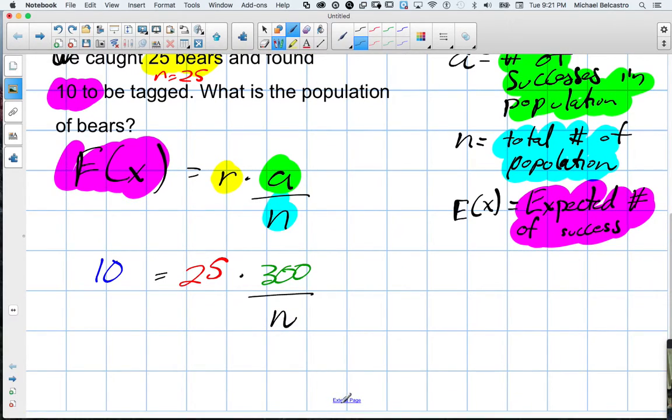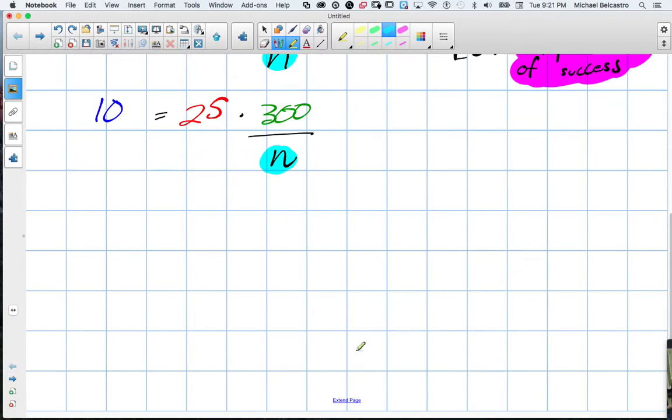So we just have to remember algebra rules. The key here is we need to isolate this N variable. I'm going to write everything in black from here on in. I'm just going to simplify here. This is like multiplying fractions. We do the top by the top and the bottom by the bottom. You can turn 25 into a fraction by putting it over 1. So we would do 25 times 300. I think that's going to give us 7,500 over N is equal to 10.